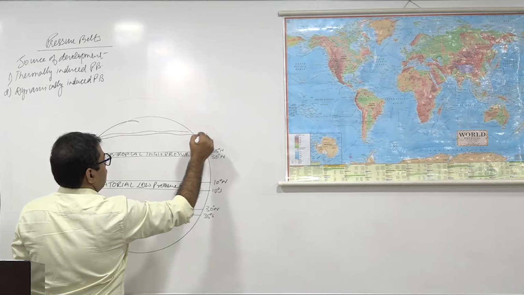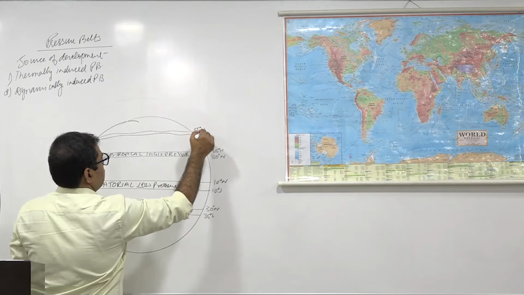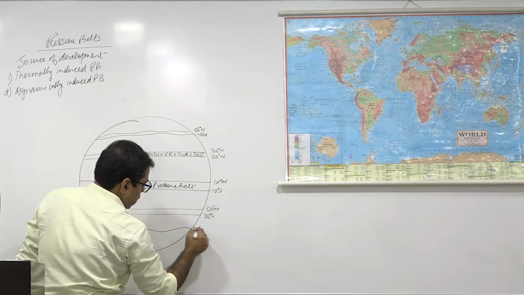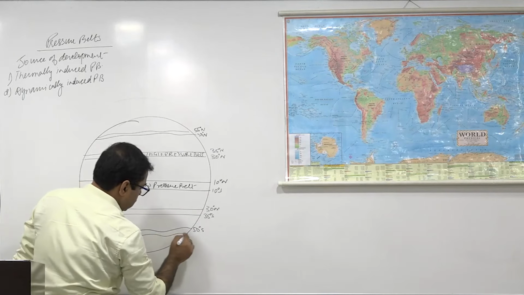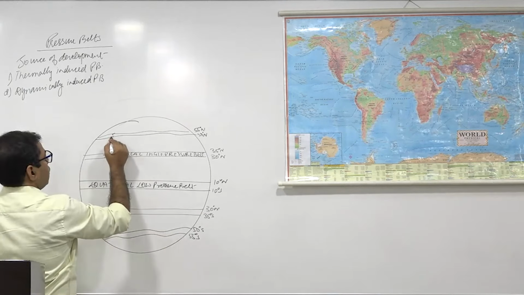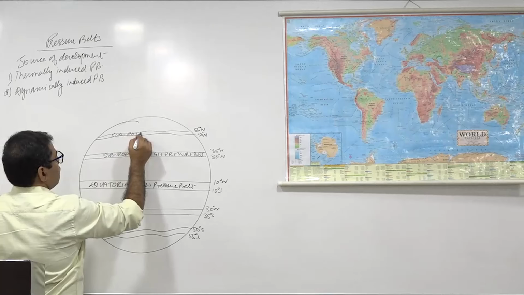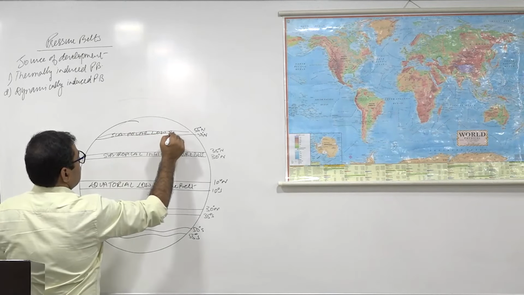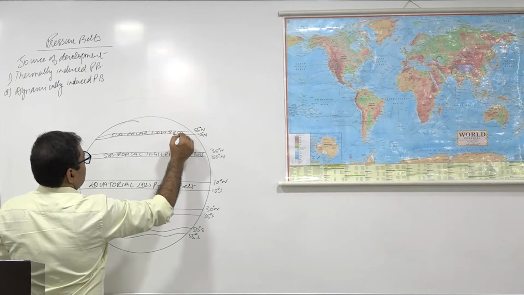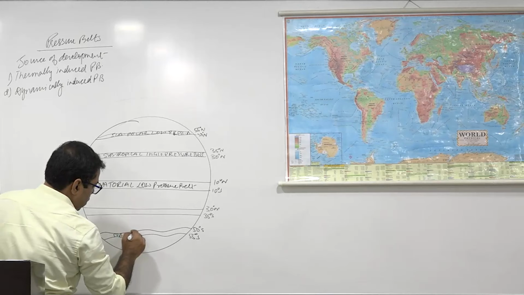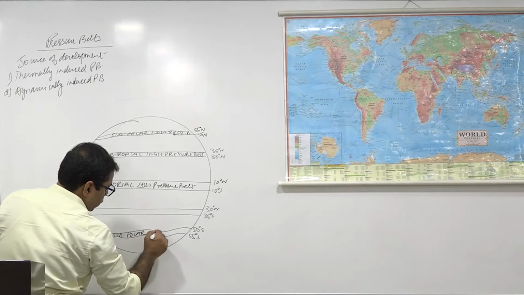Then after there is 50 degrees north to 55 degrees north and 50 degrees south to 55 degrees south. This is the subpolar low pressure belt. Here also, subpolar low pressure belt.